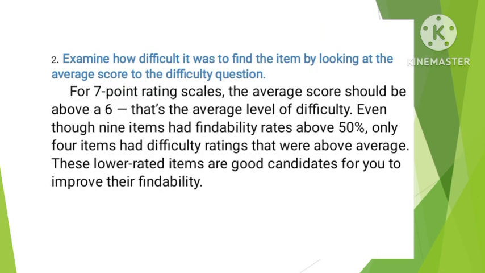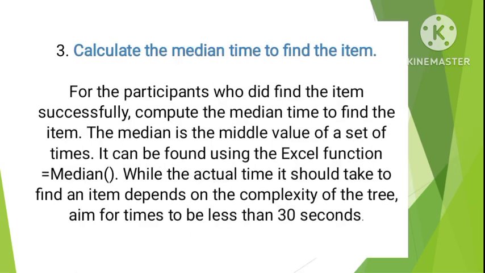Number 2, in analyzing results, you must examine how difficult it was to find the item by looking at the average score to the difficulty question. For 7-point rating scales, the average score should be above a 6. That's the average level of difficulty. Even though 9 items had findability rates above 50%, only 4 items had difficulty ratings that were above average. These lower rated items are good candidates for you to improve their findability.